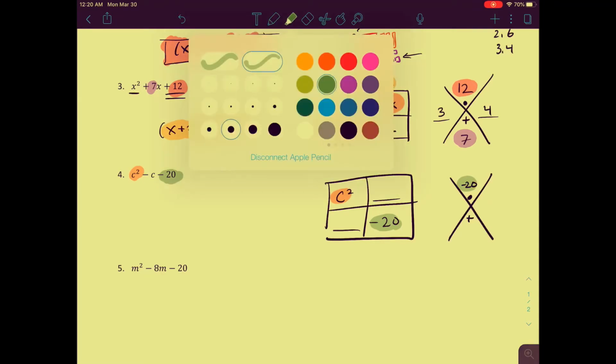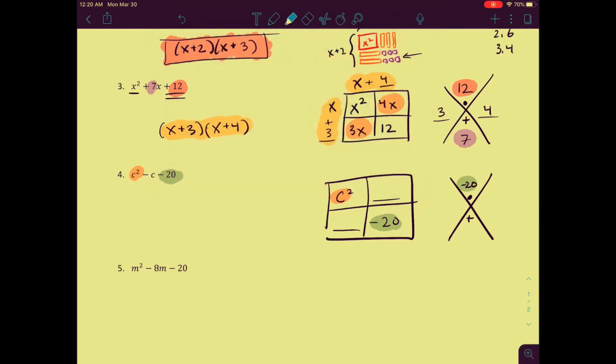To figure out the bottom number, what I'm going to do is look at the number in front of my c term here. Except in this case, there's no number, so you just put a 1 there. So technically, there's a negative 1 in the front. So I know that my sum needs to be negative 1. And this is our Xbox problem.